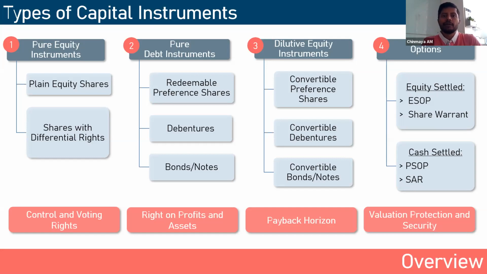So the second class is pure debt instruments. Redeemable preference shares is the first one. I'm calling it a debt instrument consciously, though it is not debt. See, preference shares is a very, very interesting category. It's just because the Companies Act calls it preference shares that we need to call it preference shares.